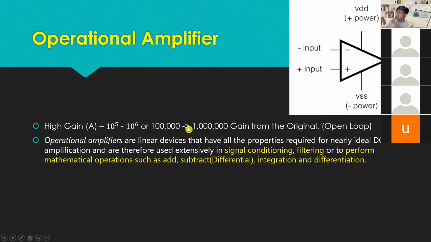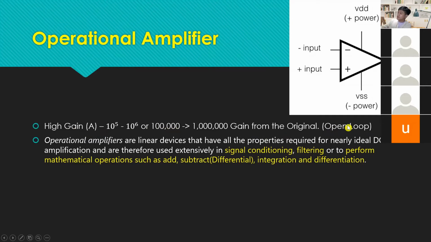So going to the operational amplifier, it is represented by this nakahigang triangle, like this one. It has two inputs, the positive voltage source and the negative voltage source, and then the output. Again, as I said a while ago, op-amps have high gain. When we say high gain, it converts the input into 100,000 times or 1 million times the original source.